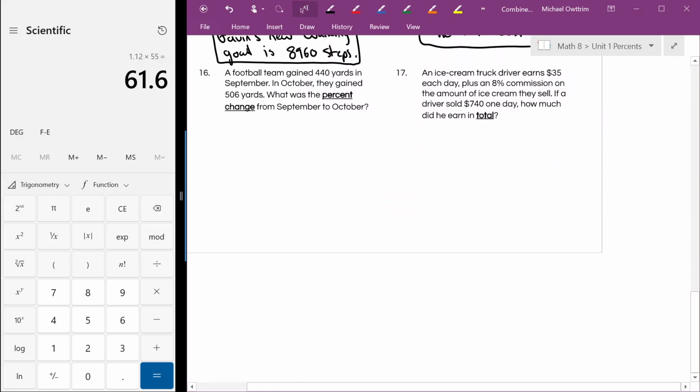Okay, question 16. Football team gained 440 yards in September. In October, they gained 506 yards. We want to know what is the percent change from September to October. So they're asking us for percent change. We're going to apply our percent change formula. Our percent change is our end minus our start over our start times 100. Of course, October is going to be my end value. September is earlier. It's my start.